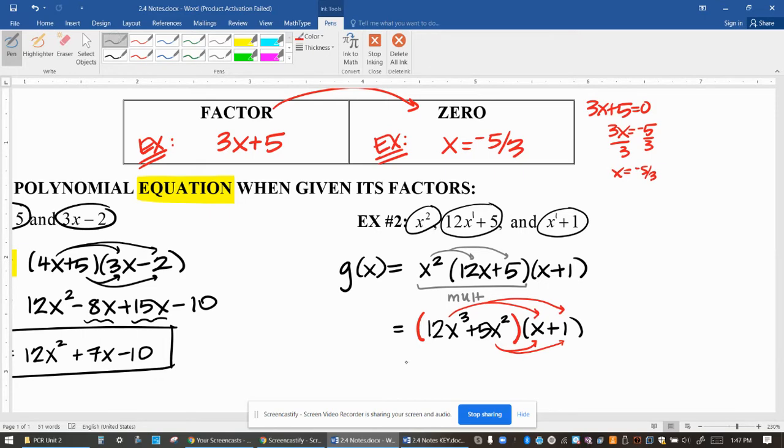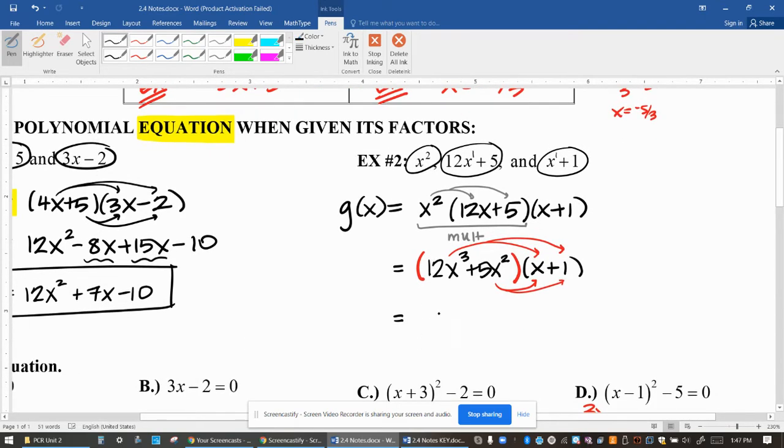That's just a personal recommendation that I'm going to make because a lot of students make mistakes when they do not group these. So then I keep going, 12x to the fourth. Remember, you add the exponents of variables when you're multiplying them.